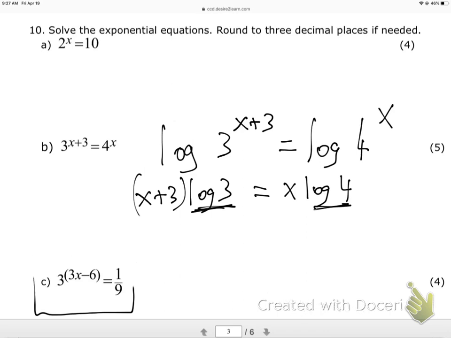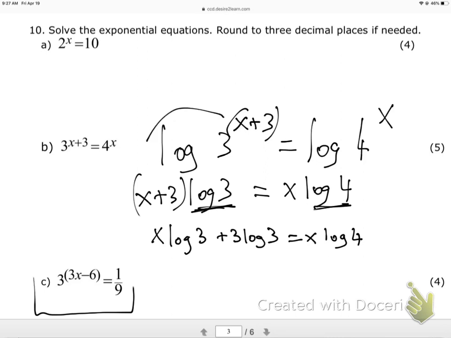They actually do the distributive law with the log. In other words, x log 3 plus 3 log 3 equals x log 4. Remember, I've just brought the exponents to the front, and then done the distributive law on the left-hand side. Now you put the x's on the same side. I am actually doing exactly the same thing, it's just I haven't written the log 3 as a decimal. So I'm going to subtract this from both sides, so that's not there anymore.